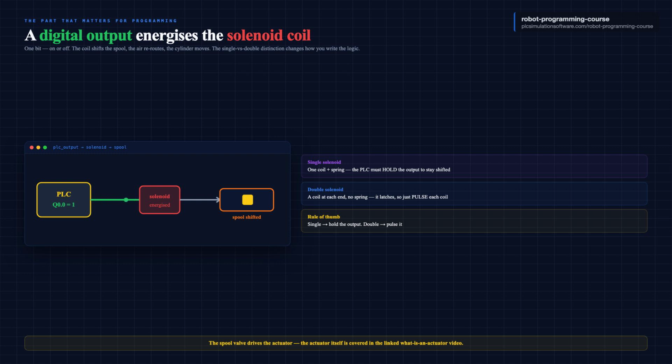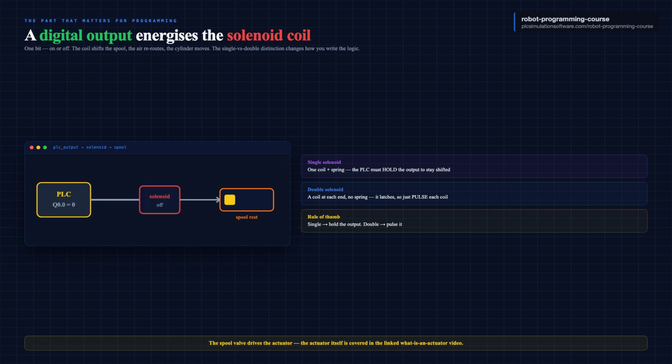Here is the important wiring distinction. A single solenoid valve usually has one coil and a return spring. The PLC must hold that output on to keep the spool shifted. Drop the output, the spring returns it. A double solenoid valve has a coil at each end and no spring. It latches. So the PLC only needs to pulse one coil to shift it, then a pulse to the other coil to shift it back. Single solenoid, hold the output. Double solenoid, pulse it. The spool valve drives the actuator, and I cover the actuator itself in the linked What is an Actuator video.